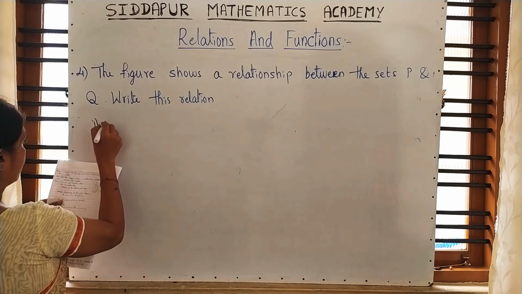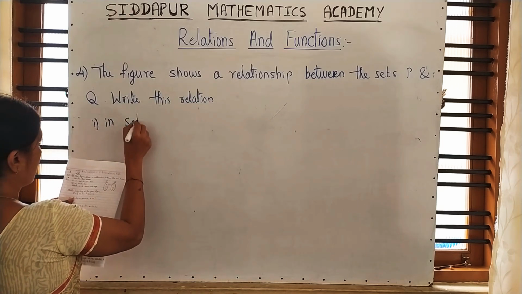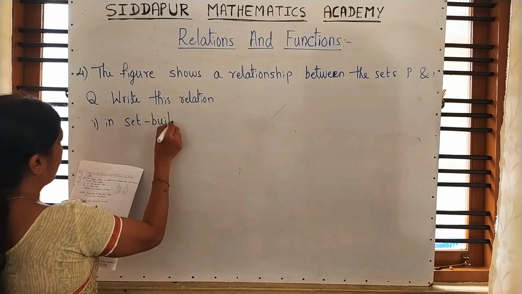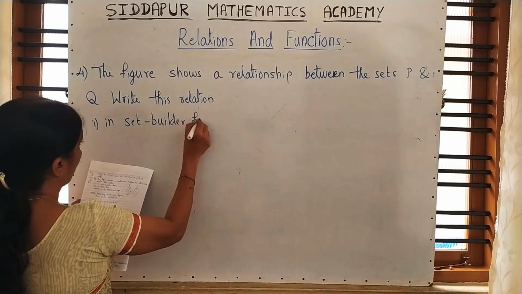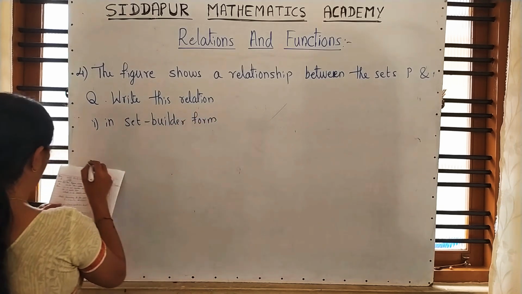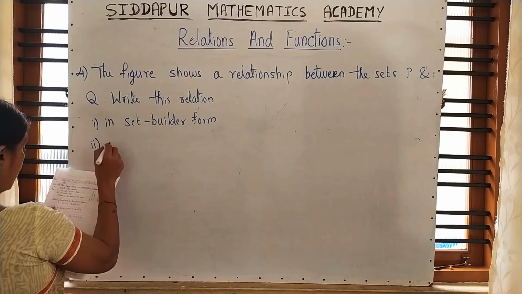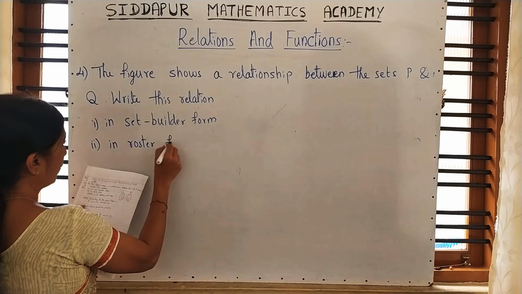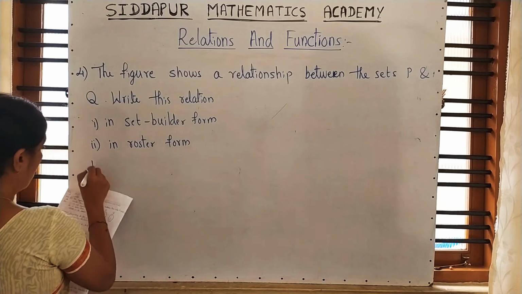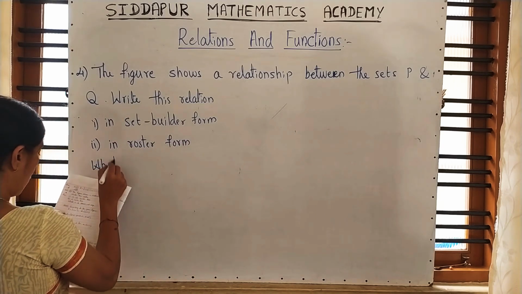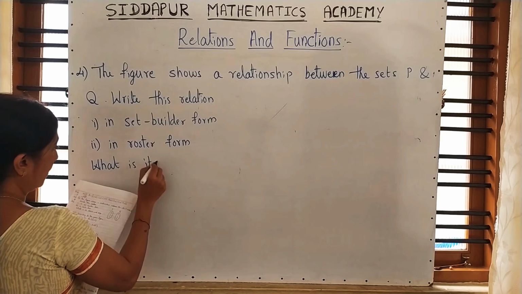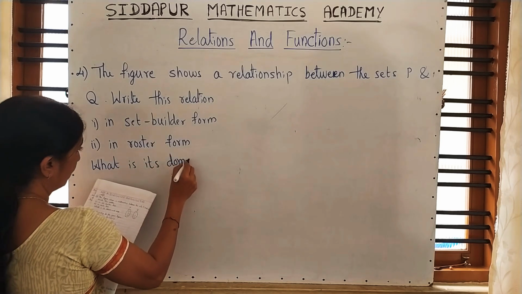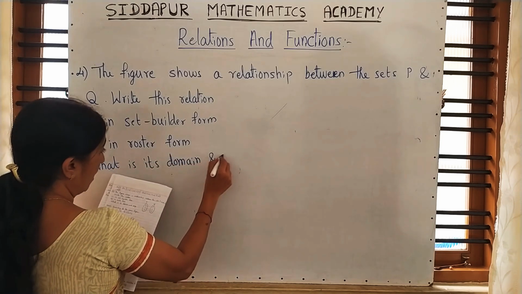First one, in set builder form. That means you have to write the rule, remember that. Second one, in roster form. Roster is nothing but just writing the ordered pairs. Next, what is its domain and range.